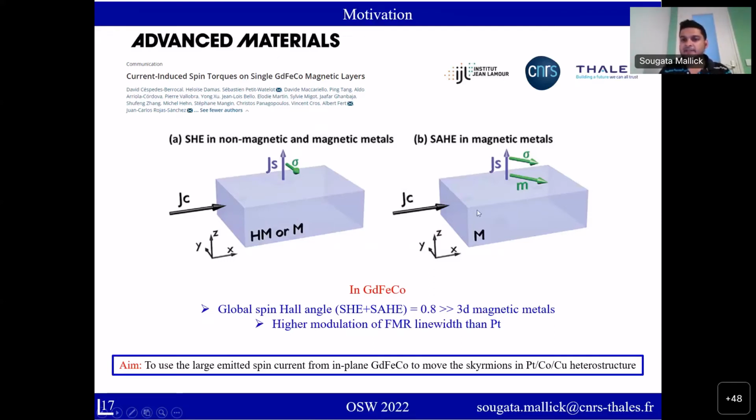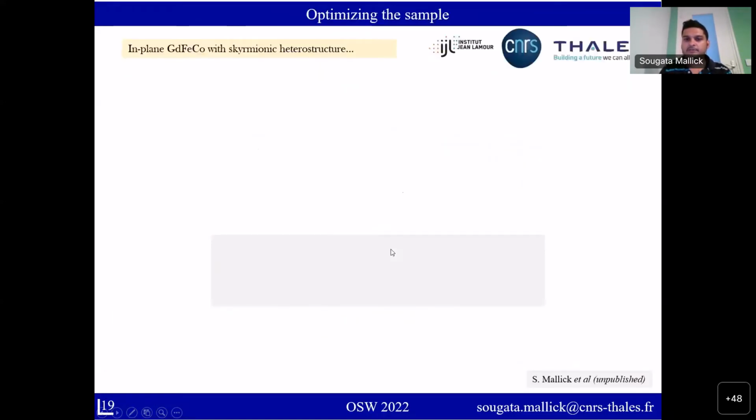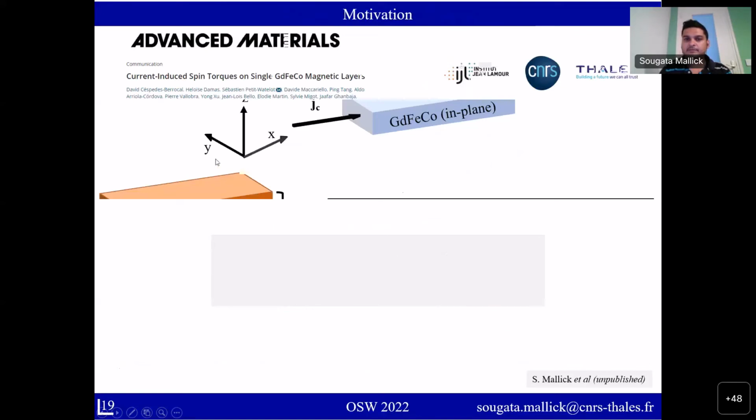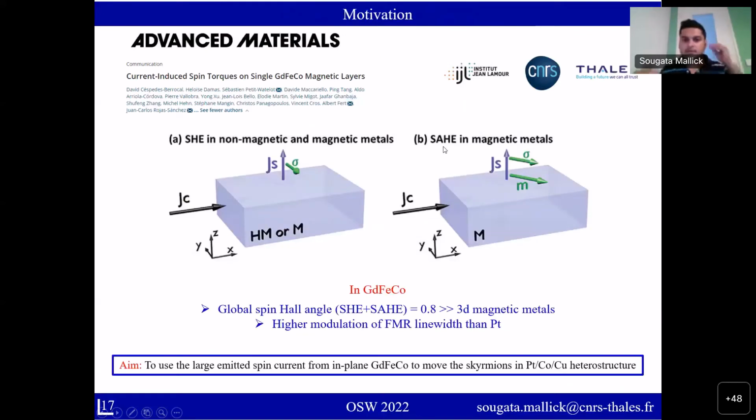However, if this layer is magnetic and it is in-plane magnetized, then the spin current, which will have the direction out of plane, the polarization of the spin current will be partly aligned with the magnetization direction of the magnetic layer. And in this scenario, you will have the combined effect of the spin Hall effect. Sougata, please try to summarize your talk.